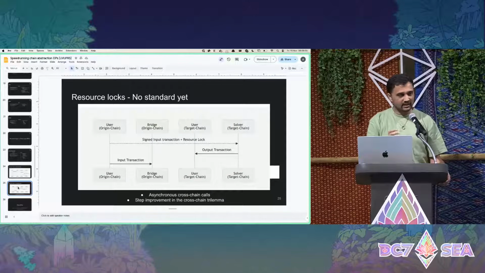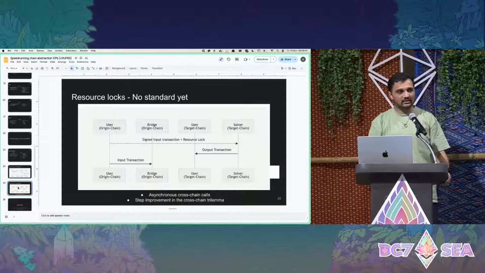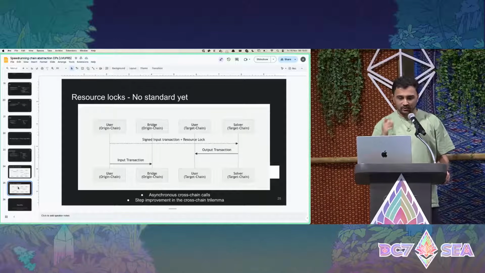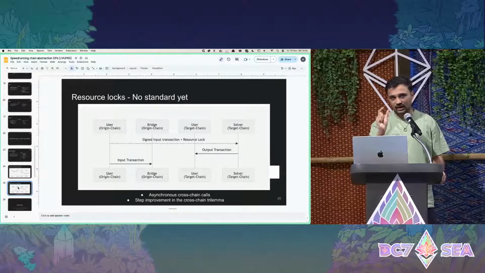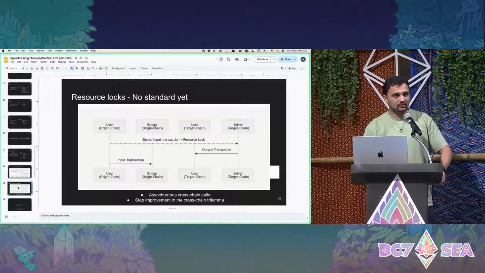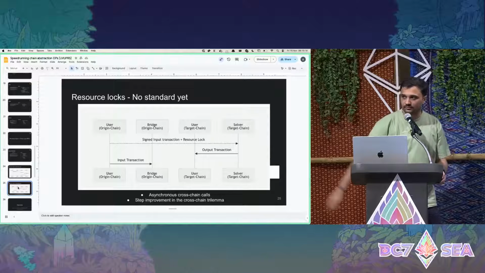And it took 3 seconds because it's a demo. Our indexers are slow, but ideally you should just sign the message, and it should take the time of the target chain. The target chain block time is the only thing that should determine it. Any questions? Yes.